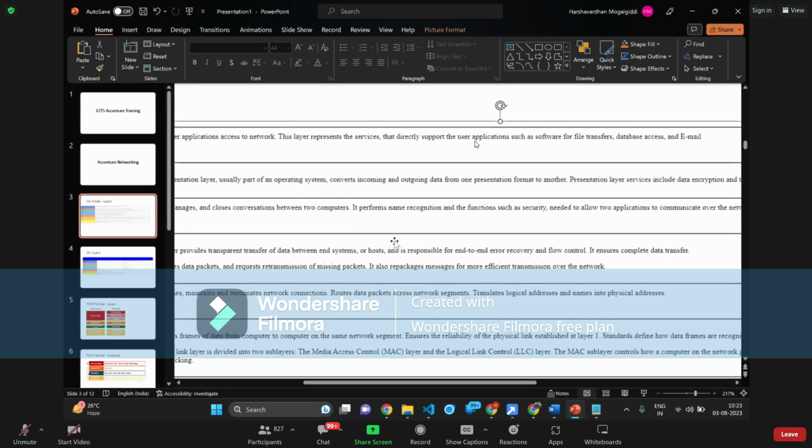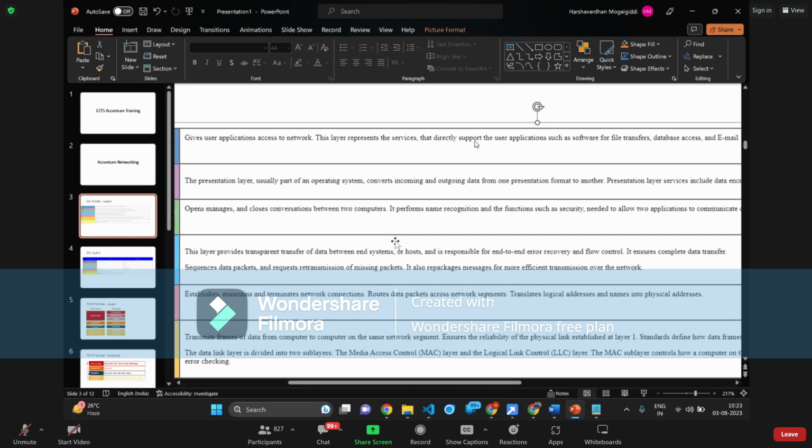Now it ensures complete data transfer. It makes sure that the data transfer is initiated and the data transfer is completed. So end-to-end data transfer is taken care of by the transport layer. It is generally called the most important layer in the OSI model. Now then, it sequences data packets, as in which data packet is of higher priority, it sends them first. Which data packet is of lower priority, it sends them later.